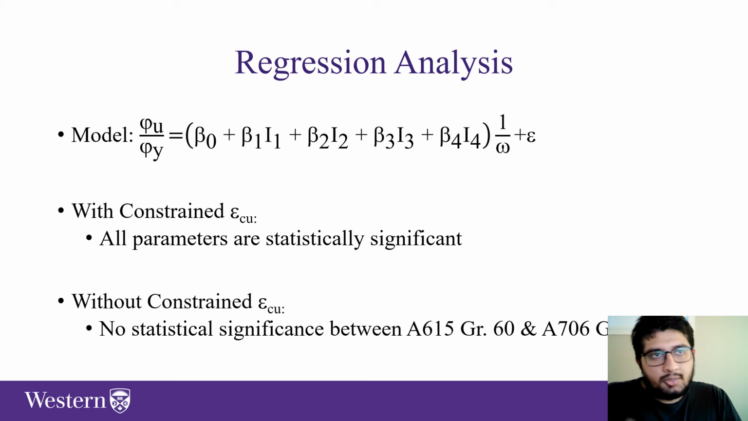I sub 1 to I sub 4 are the indicator variables for the different steel grades, and epsilon is the error term. And basically, in conclusion, when we constrained the extreme fiber concrete compressive strain in our moment curvature analysis, then all the parameters were statistically significant. But if we didn't constrain the extreme fiber concrete compressive strain, then they were all statistically significant except A615 grade 60 and A706 grade 80.